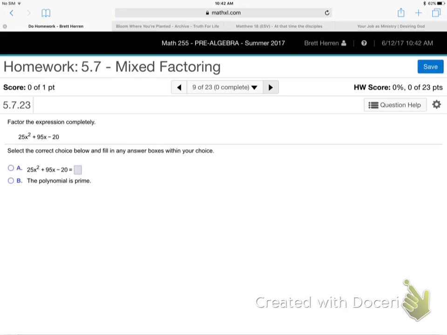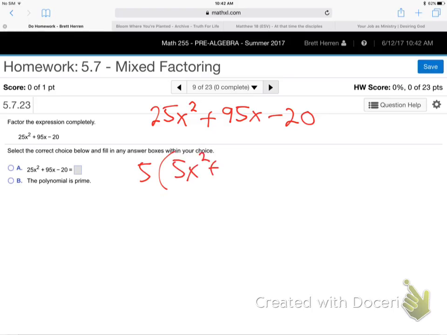Okay, let's try this one. 25x squared plus 95x minus 20. All right, try that one. Right. Okay, so on this one, GCF, right? We would see, if it was a test on Thursday, you'd see they have a 5 in the front, right? Got to do the GCF 5 in the front thing. And that would be 5x squared plus 19x minus 4.